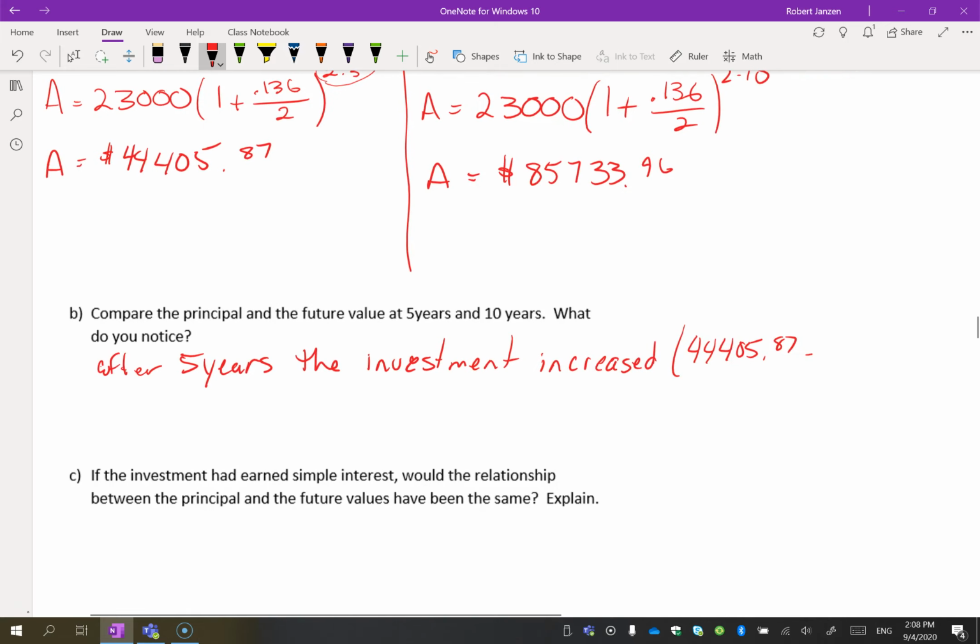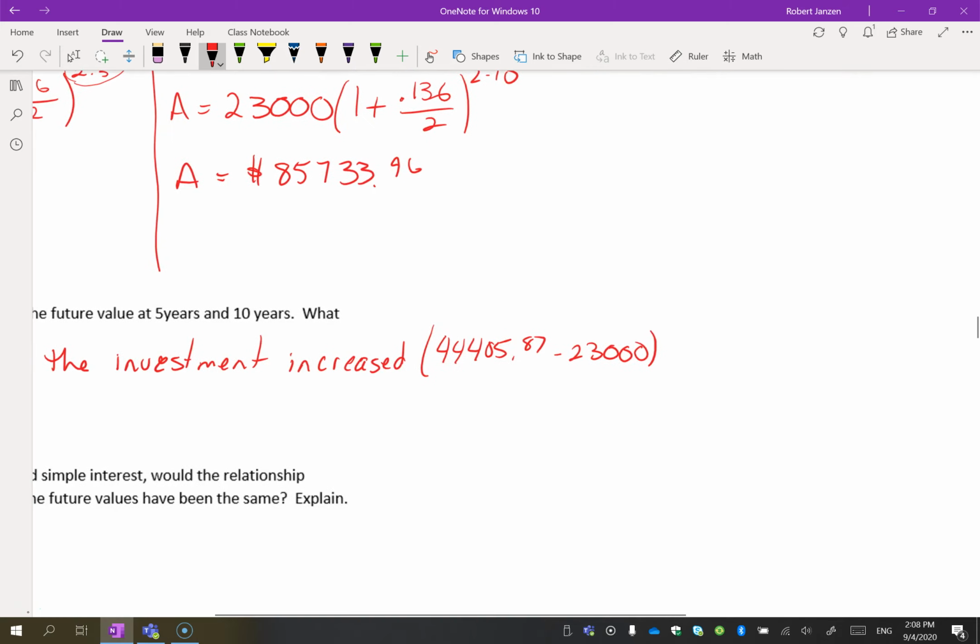44,405.87. Take away 23,000. It increased, so what is that? It's $21,405.87.